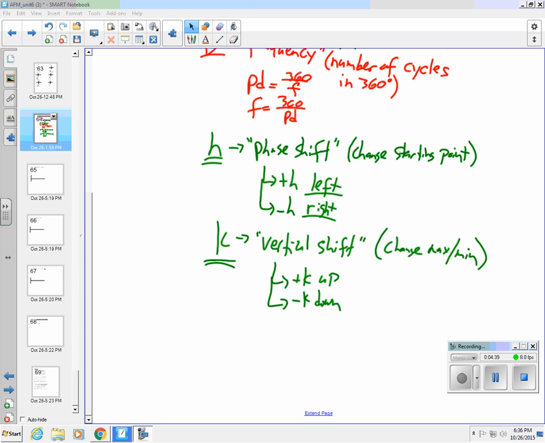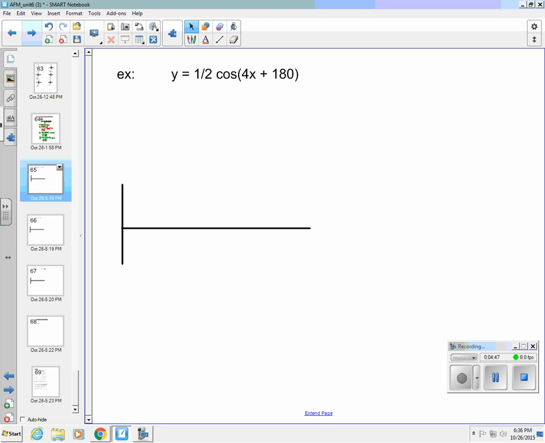So I'll go through a couple of examples of how this works. There's one thing with sine and cosine we have to actually write in a little bit different form in order to pull out the transformations in the way we want. So here's the first one we're going to do. We have 1/2 cosine of 4x plus 180. So this doesn't quite match the form that we had on that previous slide.